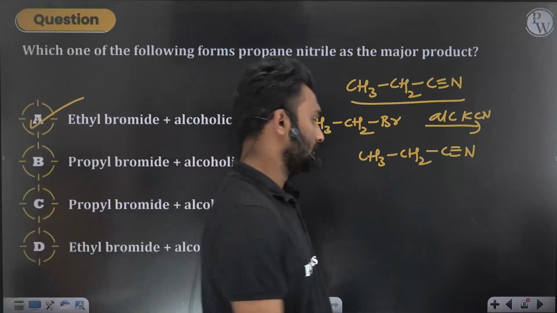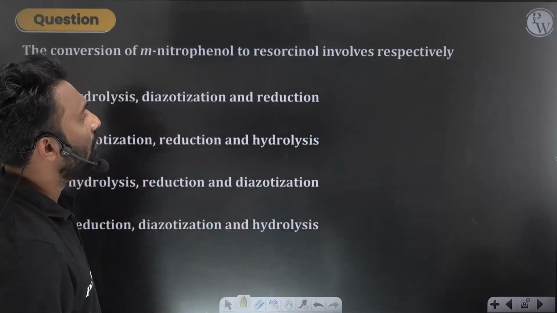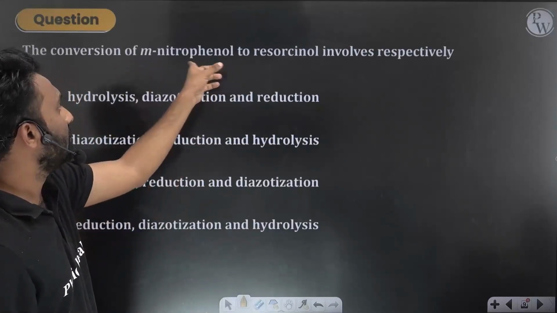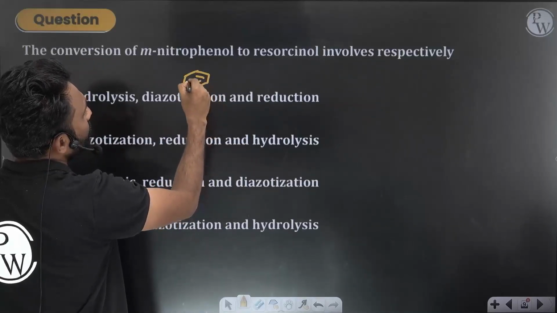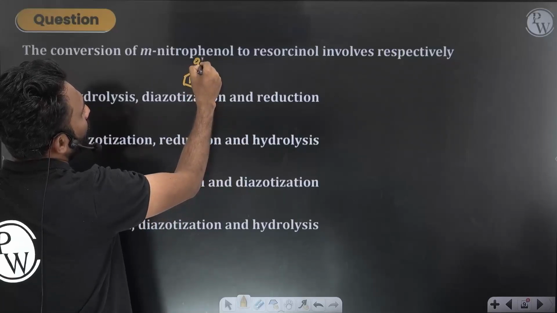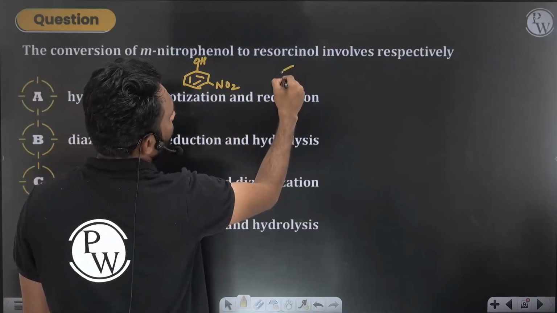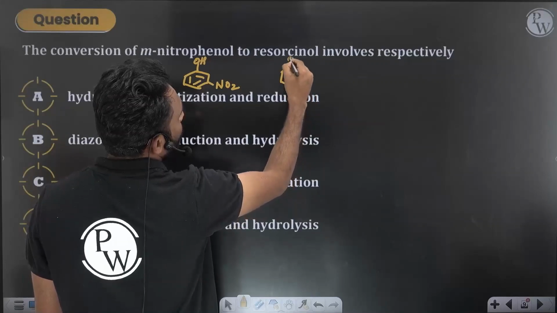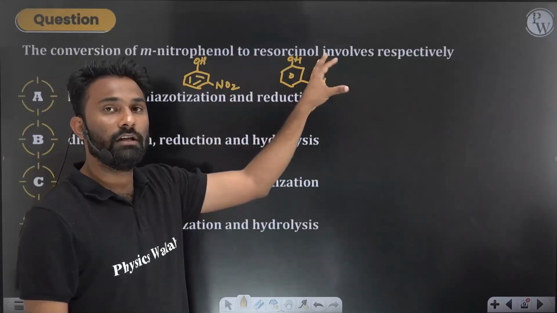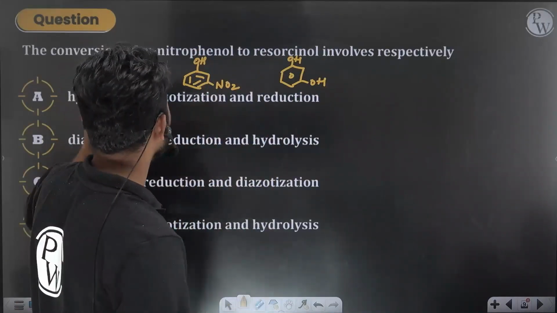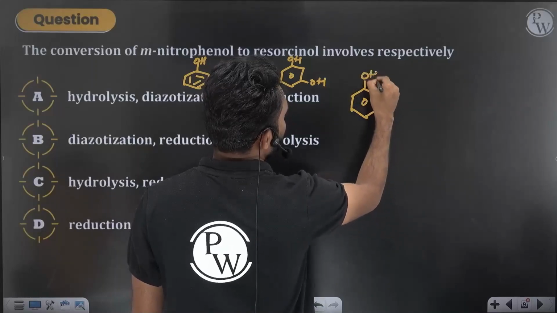Okay. Next, the conversion of M-nitrophenol to resorcinol is done in which of the following? Here it is asking for conversion of M-nitrophenol. This is phenol with a nitro group at the meta position, to be converted into resorcinol. How can we convert this?